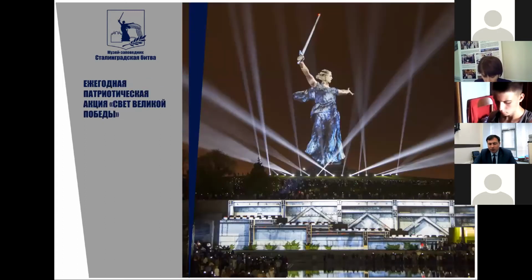The annual patriotic action called The Light of the Great Victory, held in the Museum Panorama, is another important event for the citizens of Volgograd and the guests of the city. Since 2016, annually, on days of festivities dedicated to the Victory Day, a thematic video projection installation on the sculpture Motherland Calls on the Mamayev Kurgan is implemented. In 2021, it was visited by about 100,000 people.